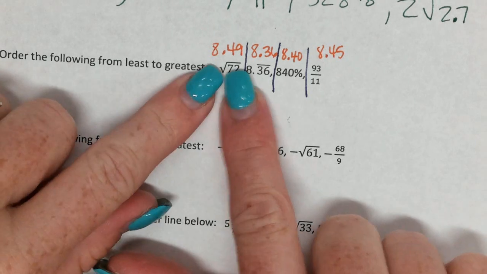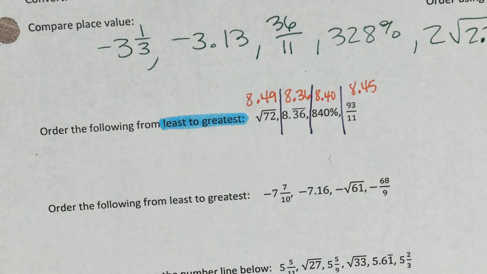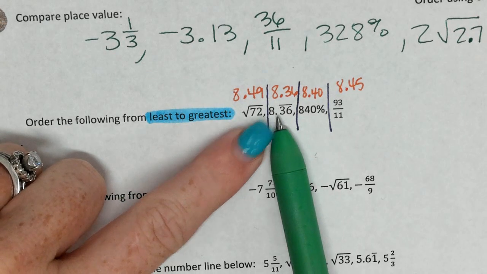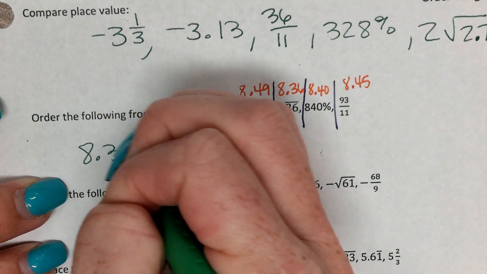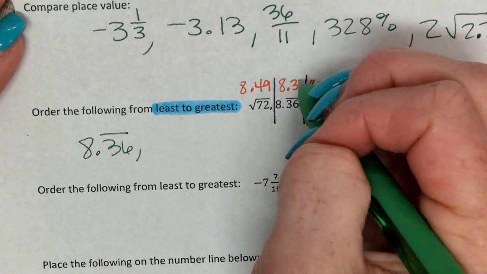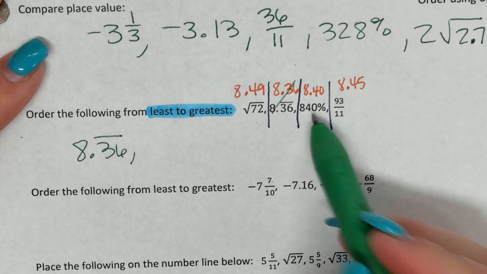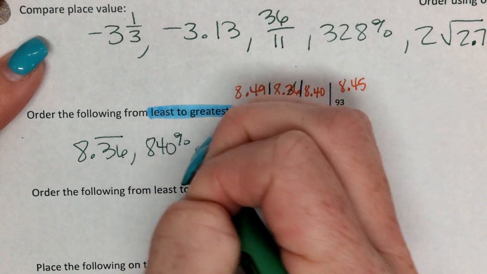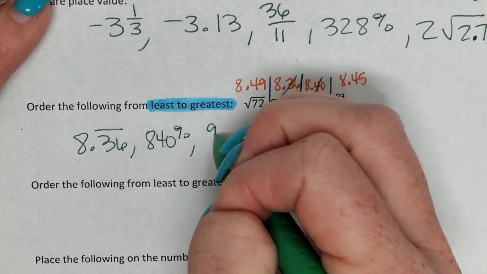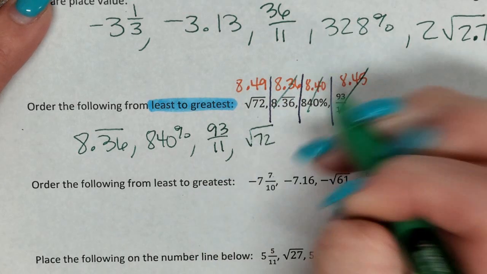Okay, so which one of these is worth, well, first of all, does it want us to go least to greatest or greatest to least? Okay, so which one is the smallest value? All right, so I've got to write it in its original form. So I write 8.36 with the repeating bar over. Mark it out that you've done it. Now which one's next? This one. Okay, and then out of these two? Yep, so 93/11ths. And then the last one has to be the square root of 72.